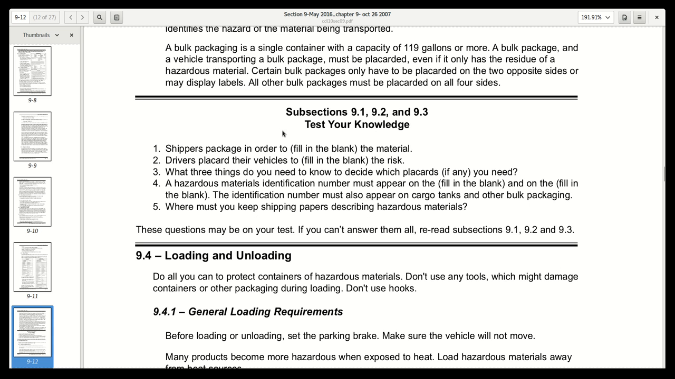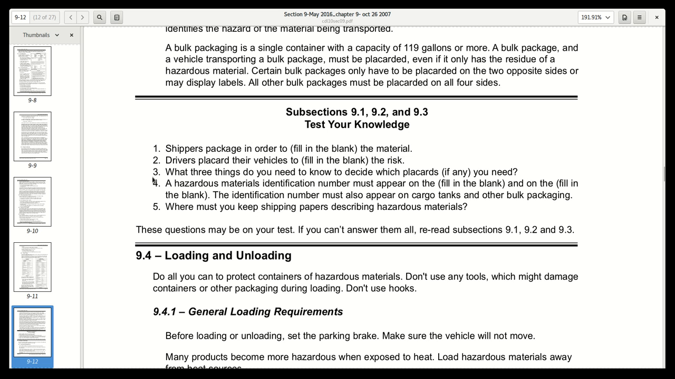Okay, so finishing subsections 9.1, 9.2, and 9.3, test your knowledge. We have the following questions. Number 1: shippers package in order to fill in the blank the material. Number 2: drivers placard their vehicles to fill in the blank the risk. So in other words, number 1, shippers package in order to blank the material. Number 2, drivers placard their vehicles to blank the risk.